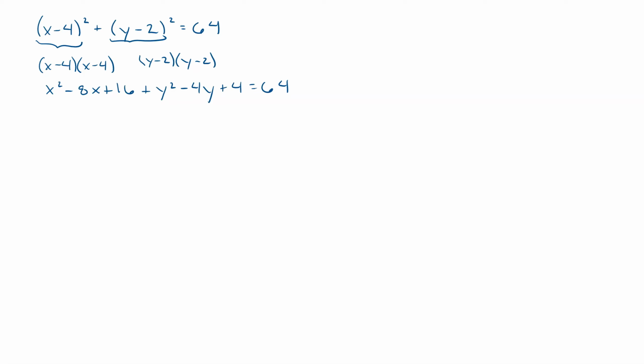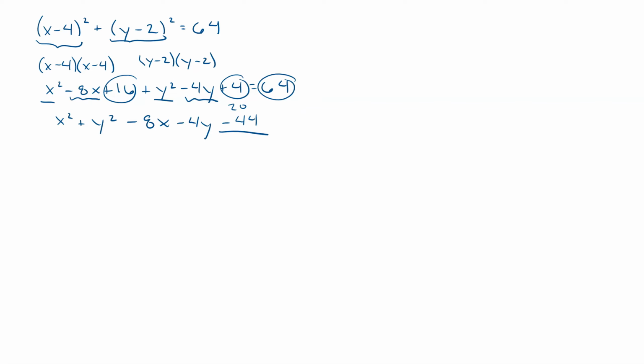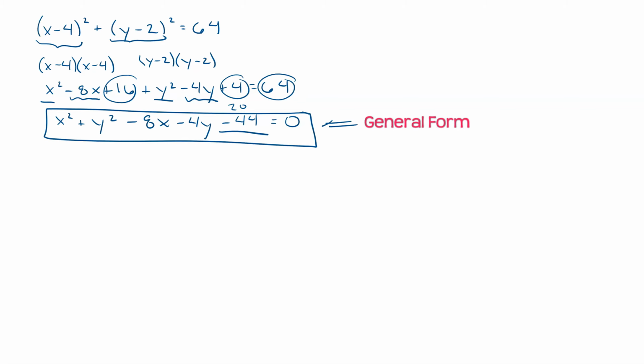And then they rearrange the terms to get the squared terms together, x squared plus y squared. They get the plain old x and then the plain old y, so minus 8x minus 4y, and then they get all the numbers combined together as the final terms. So 16 plus 4 makes 20, but subtracting 64 gives us negative 44 equals 0. This right here is what they call general form of a circle.